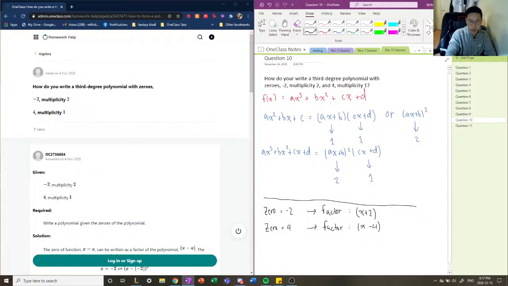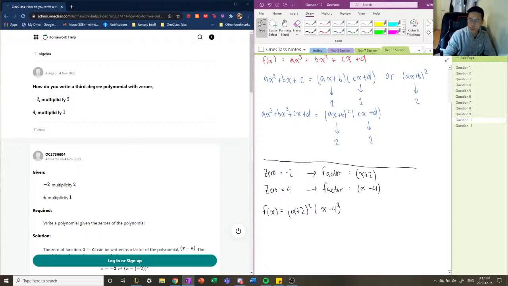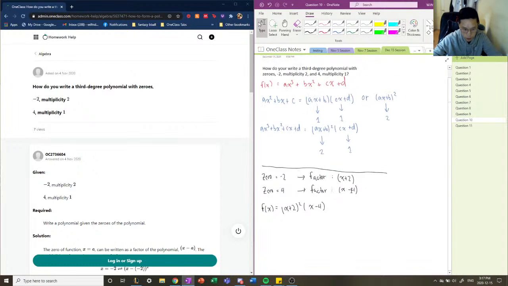So now we need to consider the multiplicities, right? Our first factor has a multiplicity of 2, and our second one has a multiplicity of 1. So therefore, our function f of x will be (x plus 2) squared times (x minus 4). Okay? So this is the factored form. They want the third degree polynomial, so we're going to give it to them.